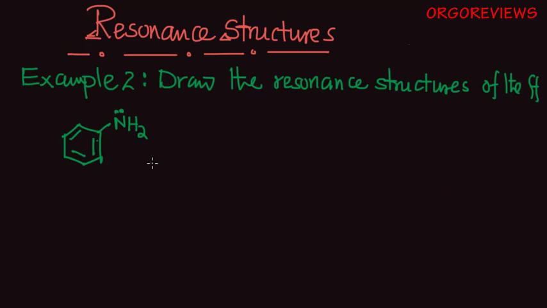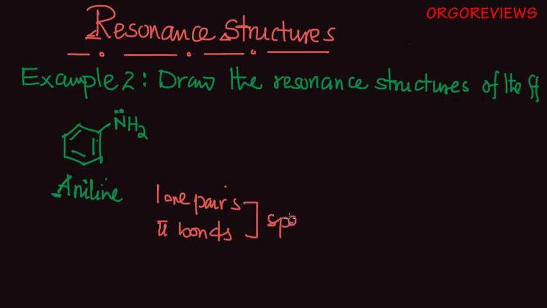So now let's look at example number 2, where we're going to draw the resonance structures of aniline. Aniline is a benzene structure with an amine group. In order to draw resonance structures, there are certain common rules we already reviewed. First of all, you need to find out if there are any lone pairs of electrons. You should also have pi bonds. And most of all, you should have sp2 hybridized atoms.